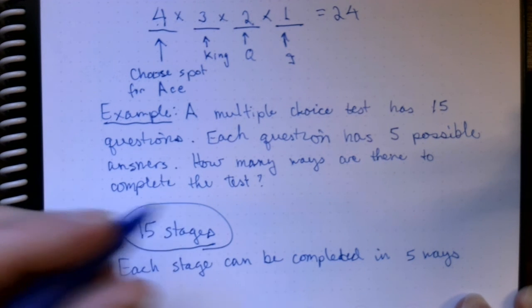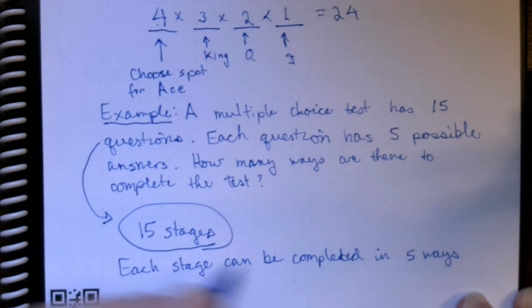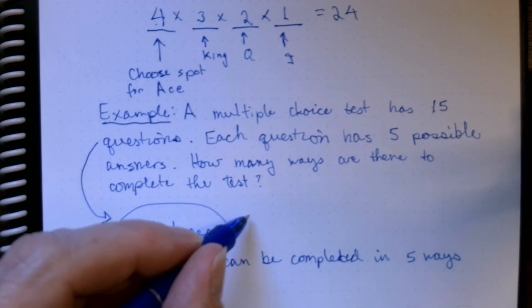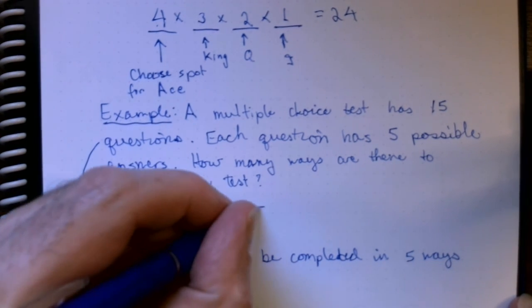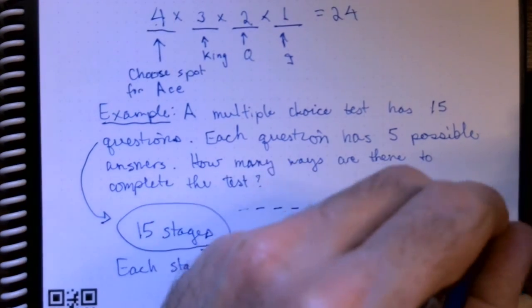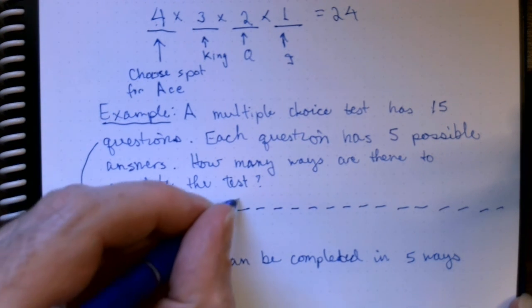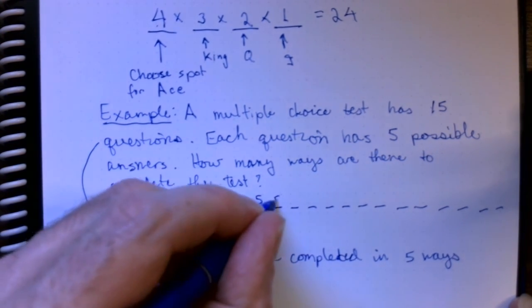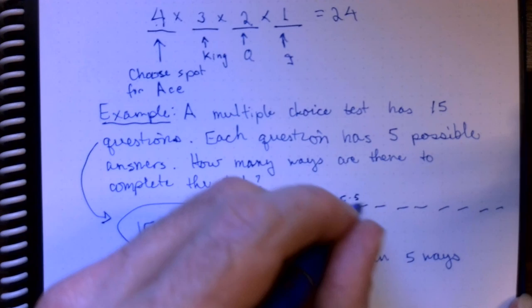So remember the 15 stages are coming from the 15 questions. And each of the questions can be answered in one of 5 ways. So imagine that I put down 15 spots, right? In fact, maybe I'll do it. 1, 2, 3, 4, 5, 6, 7, 8, 9, 10, 11, 12, 13, 14, 15. Those are all my spots. Each of the spots can be filled in one of 5 ways, so we have 5 options on each of these.